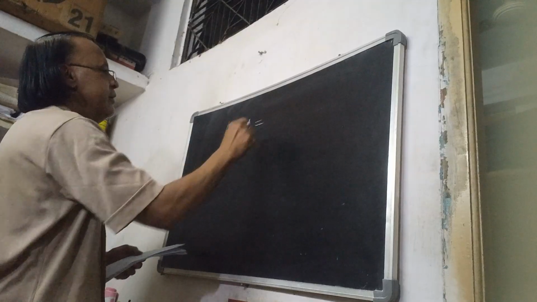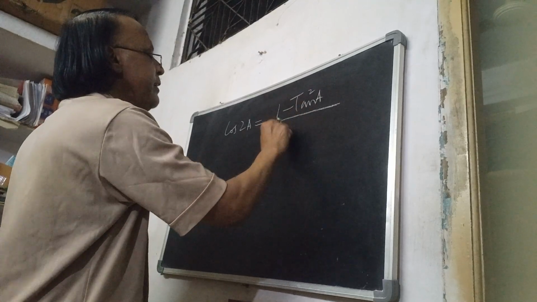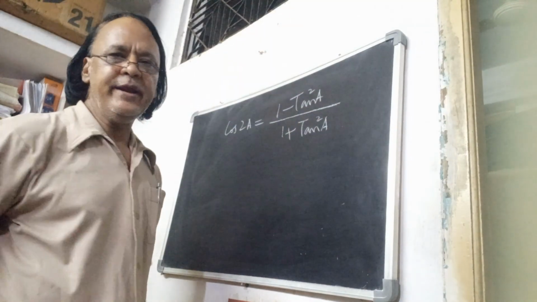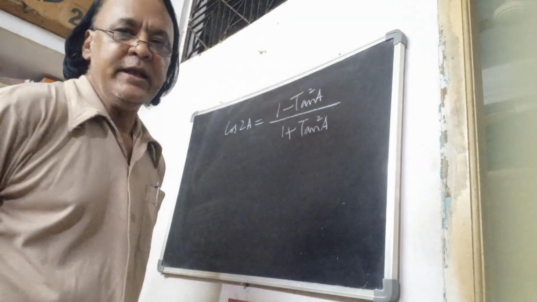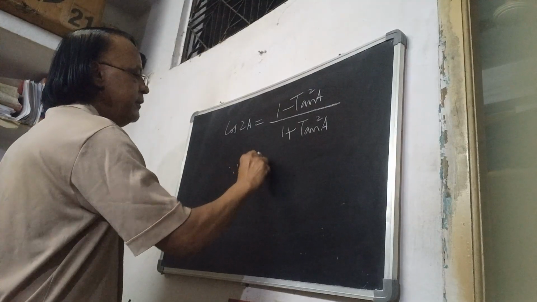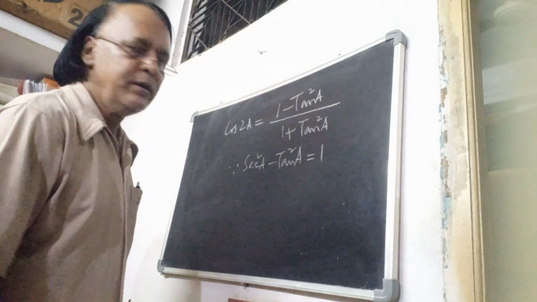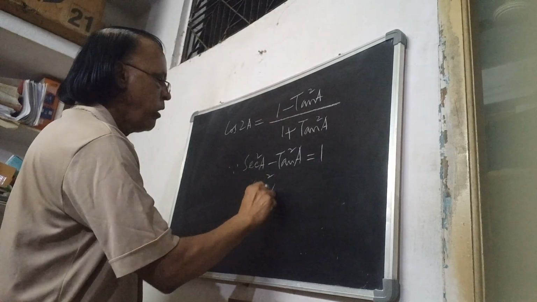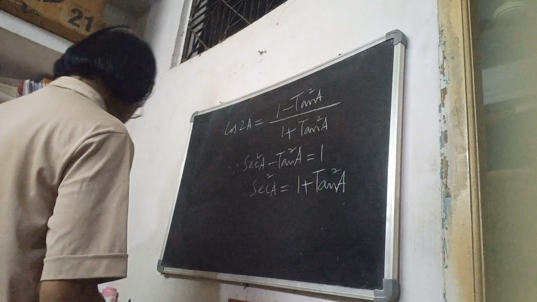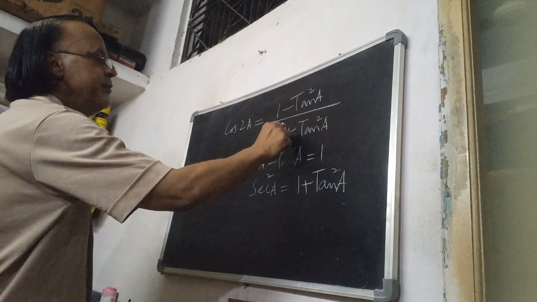Cos 2a is equal to 1 minus tan square a by 1 plus tan square a. How do we get 1 plus tan square a? Since secant square theta minus tan square theta is equal to 1, this is the formula. You will get secant square a is equal to 1 plus tan square a. So in the place of secant square a, I write 1 plus tan square a.